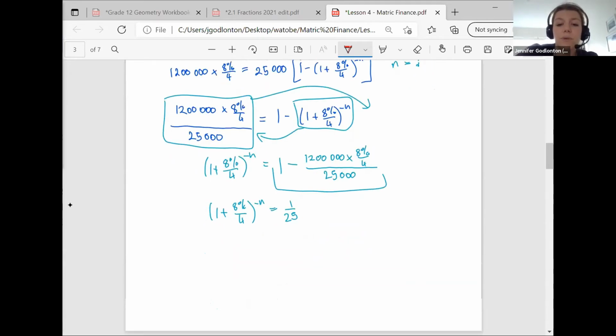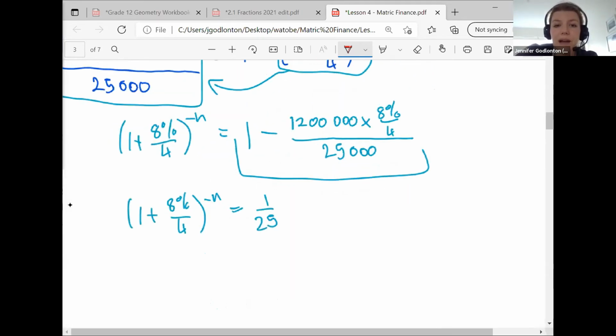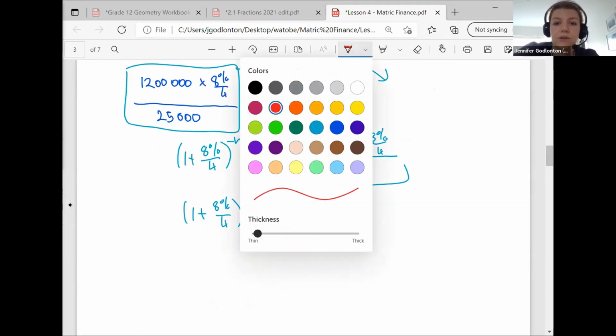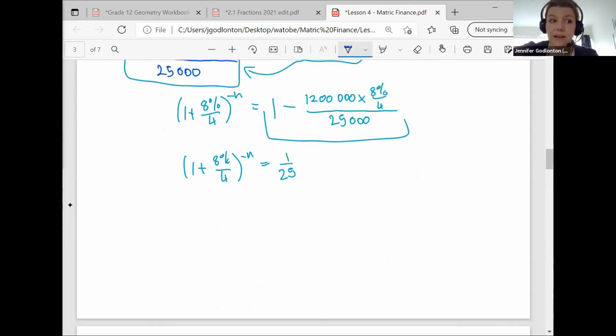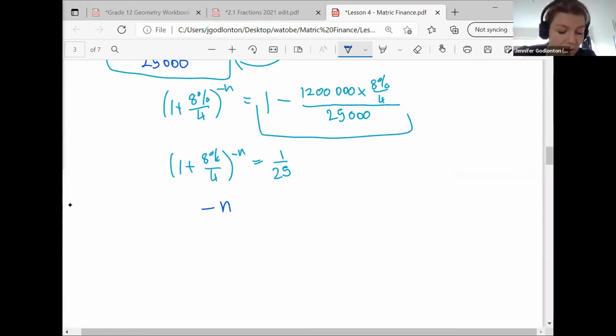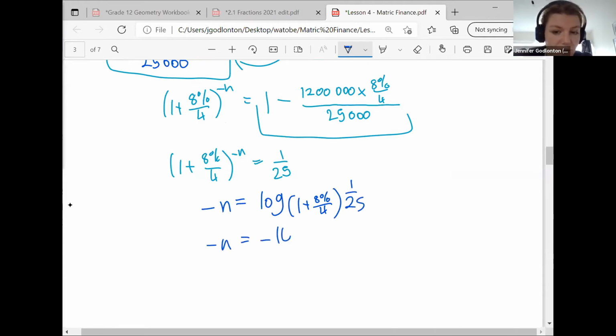Okay, so when we get to this point, now we can use our log laws. So I'm just going to go back to my blue. Now I'm going to say, and now it's not n, it's negative n, so be careful. Negative n is equal to log base 1 plus 8% over 4 of 1 over 25, and that will give you negative n, which is negative 162,55, and so n is 162,55, and that is our whole question.